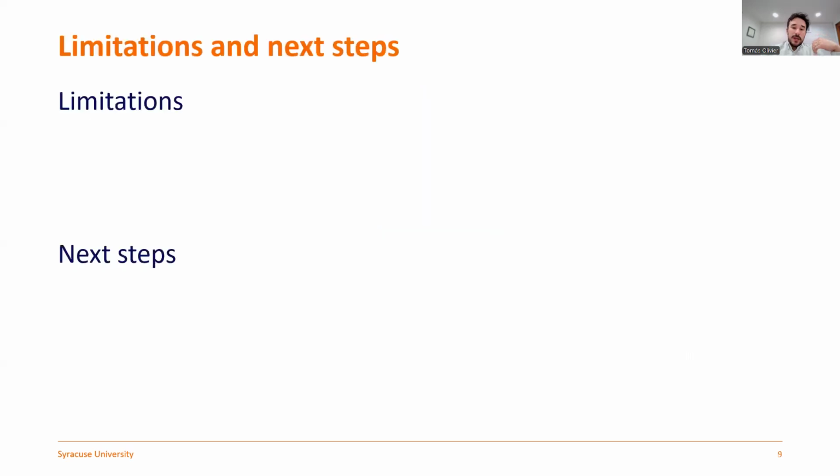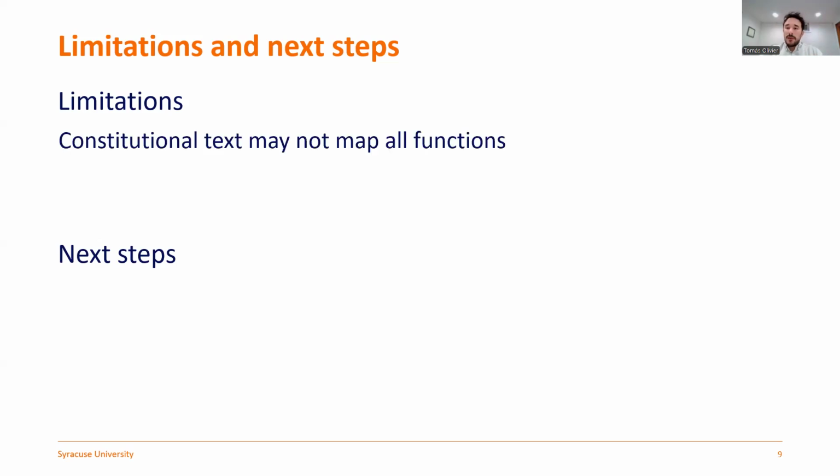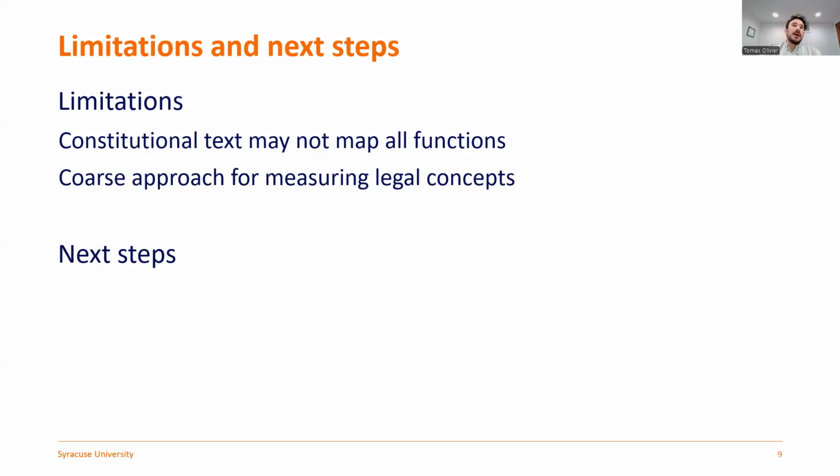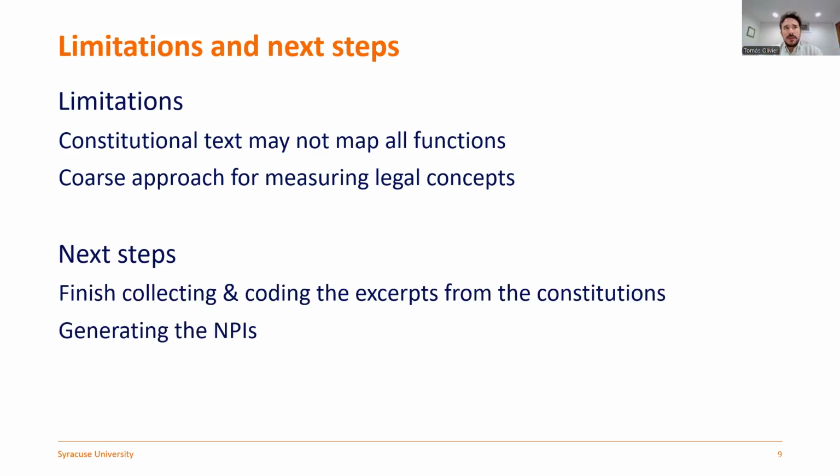First of all, we need to acknowledge that this, of course, will not capture the entirety of all of the functions that are attributed to executive and legislative powers in a given country. And also, we recognize that this is just a coarse approach for measuring legal concepts. But nevertheless, we think that it is an important step forward to empirically observing these at the level of text. As part of our next steps, what we're trying to do is finish collecting our data, encoding the constitutions, and generating the networks of prescribed interactions for each of these five constitutions.